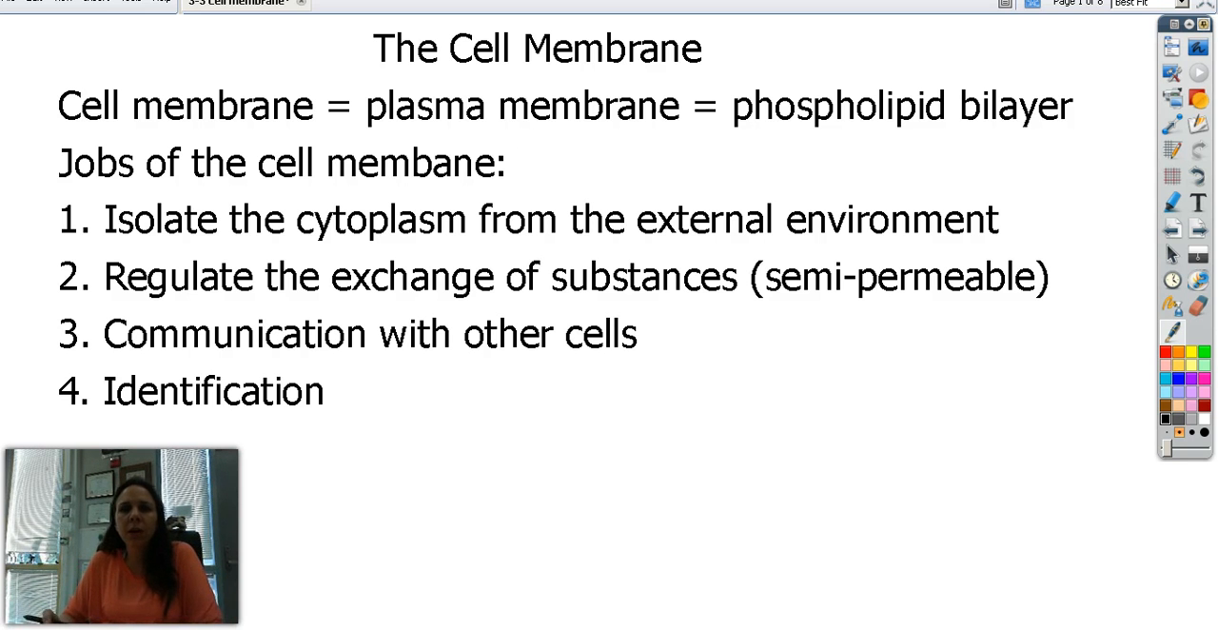So we're going to talk about the cell membrane in two parts today, just basic structure in one part and then function in another part. So let's start with the structure.